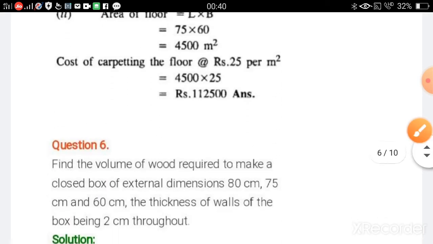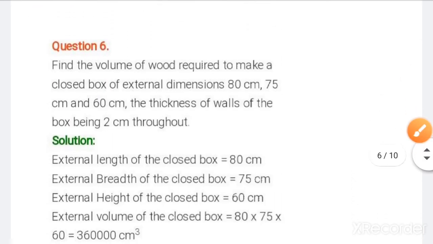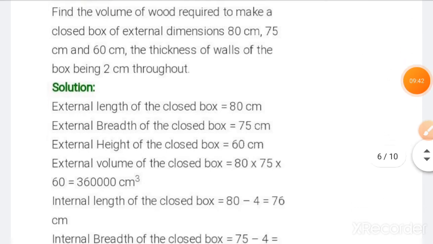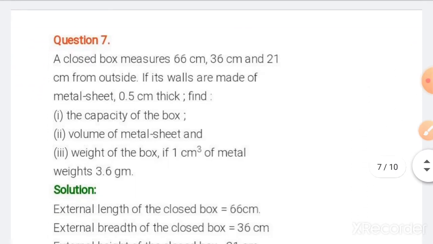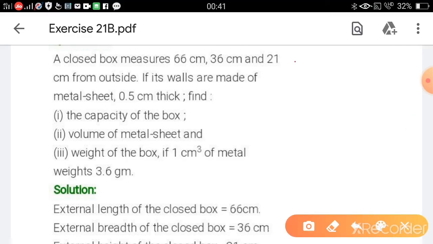Got it now? After that we will see another problem. Okay, so we will see question number 7 now. A closed box measures 66 centimeter, 36 centimeter, and 21 centimeter. So these are the dimensions from the outside. If its walls are made of metal which is 0.5 centimeter thick, find the capacity of the box.